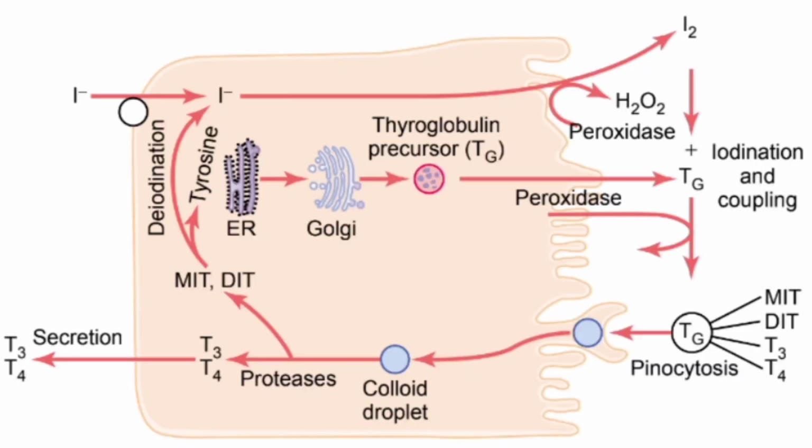If you want to release T3 and T4, you have to break the colloid so that T3 and T4 can be released into the blood vessel. It goes to the blood vessel directly, so there is no duct here. It is a ductless gland, an endocrine gland, because the hormones go directly to the blood vessel without any duct. That is the synthesis of thyroid hormone. I hope you understood the synthesis in the thyroid gland.